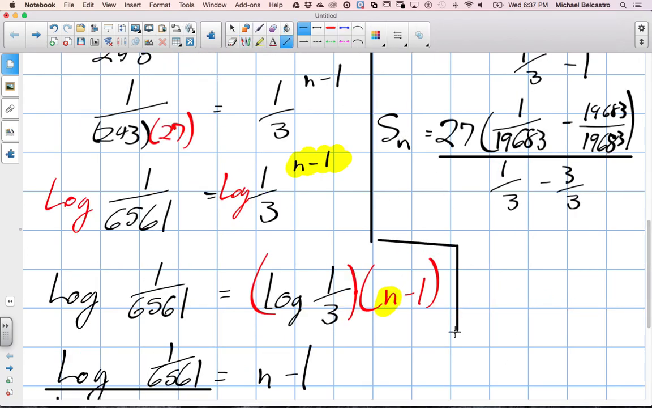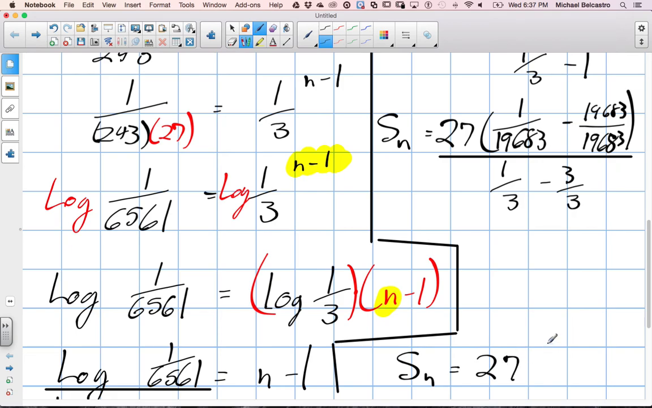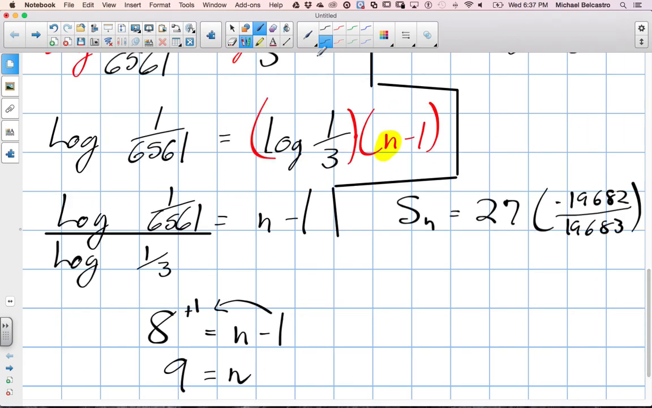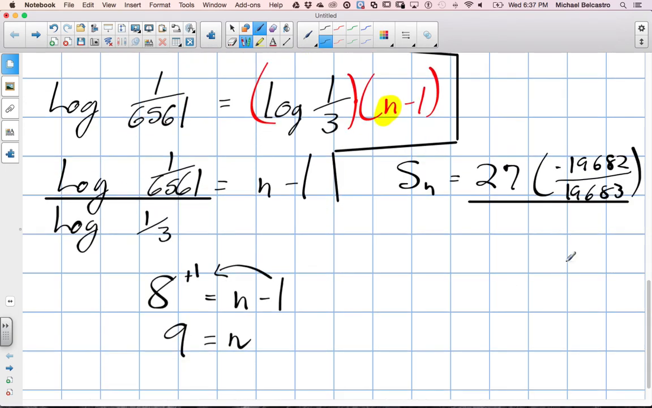We'll work around this. The sum of the series equals 27 times. When we subtract that, we're just going to have a negative value. So we're going to have negative 19,682 over 19,683. And all of that is divided by, what did they have? A third minus 2/3. So we're going to have negative 2 over 3.